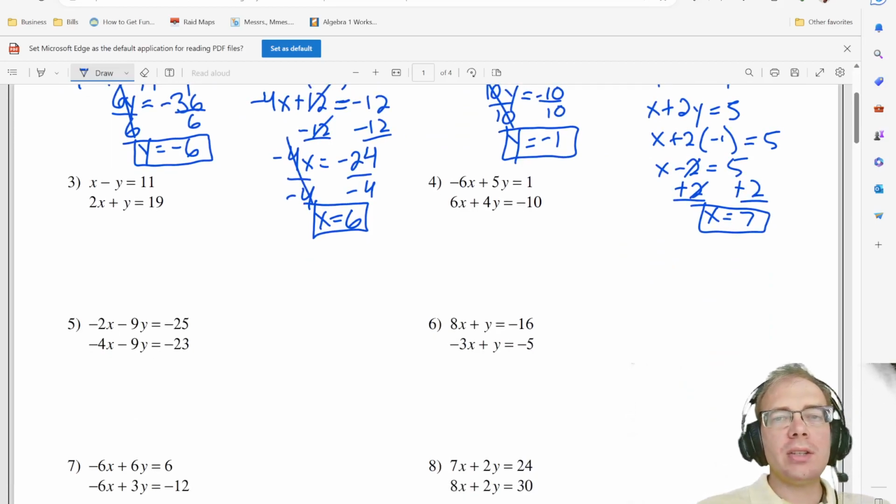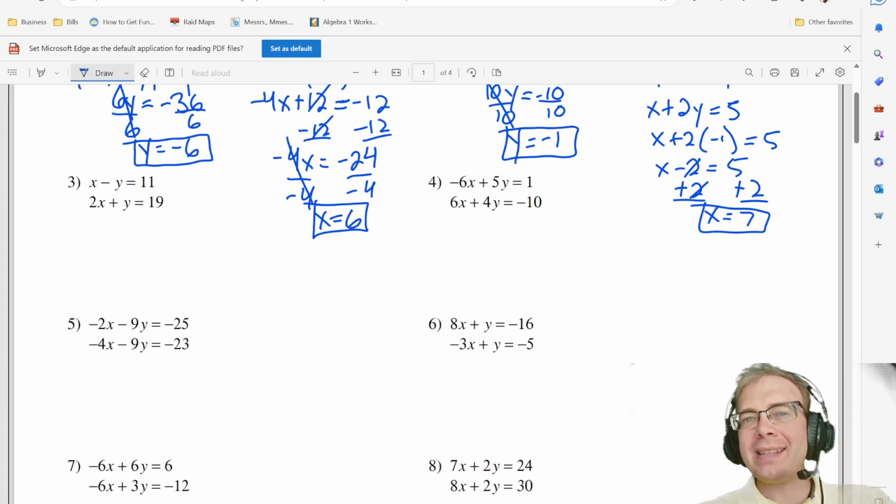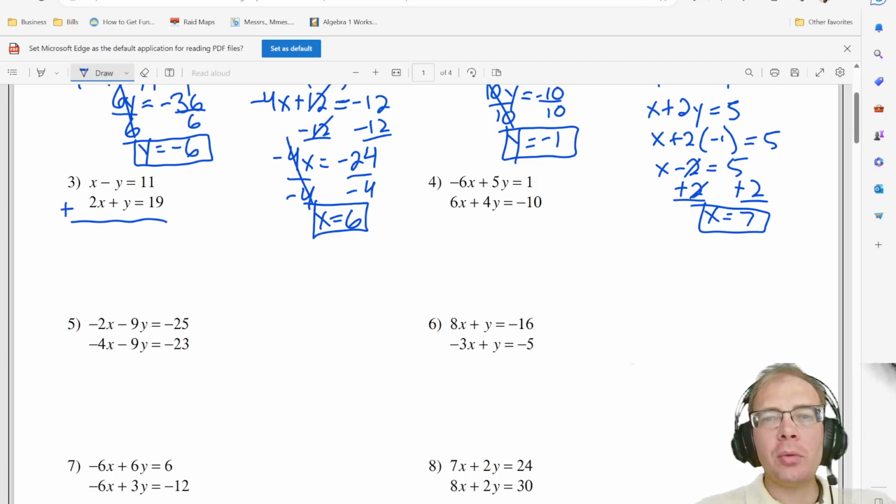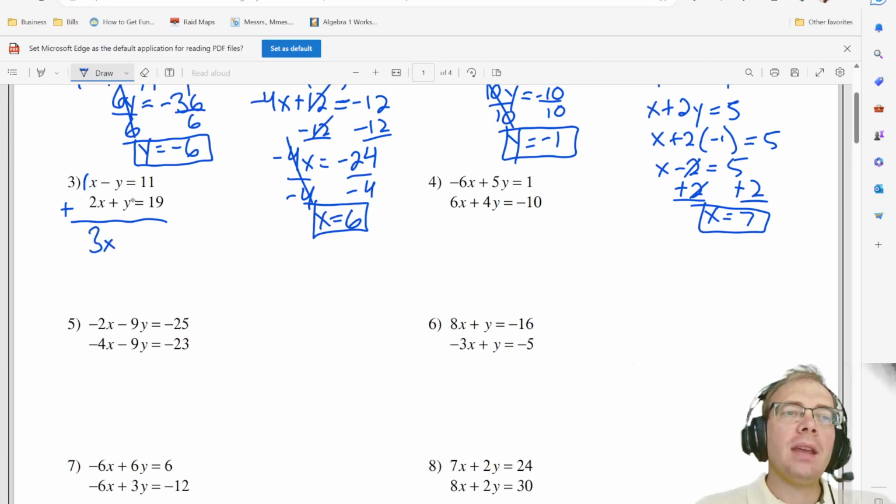So I'm going to do a little bit less of the showing of my work on each problem as we go here, until we get to where it's a little bit more complicated, and then I'll go from there. So this is x plus 2x, right? 1x plus 2x is 3x. Negative y plus y cancels. 11 plus 19 is 30. Divide by 3. X is 10.